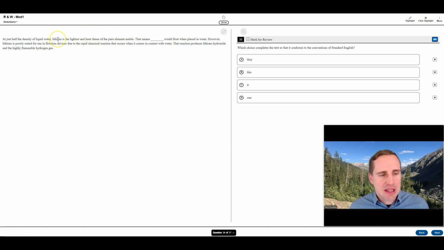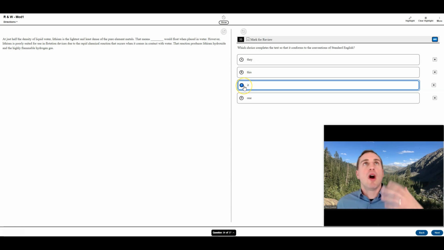It's referring to lithium. So they is possessive. This is a direct object. So that's not quite it because we don't have lithium in the sentence at hand. If referring to the previous sentence, we're going to say it, not one, because that'd be like one singular lithium piece or something. But I think it's it. All right, let's move on.